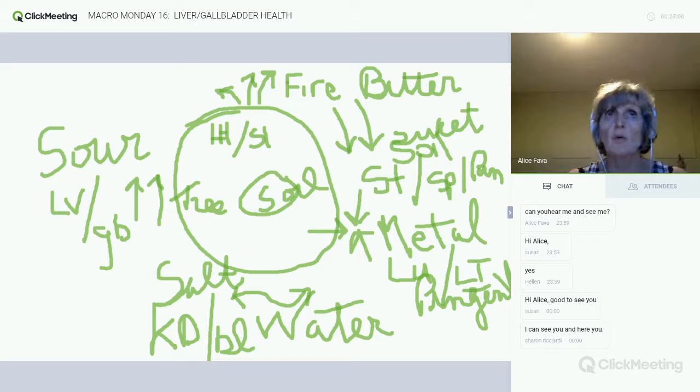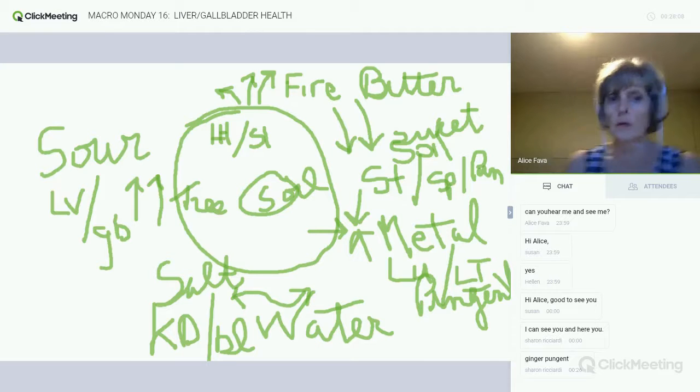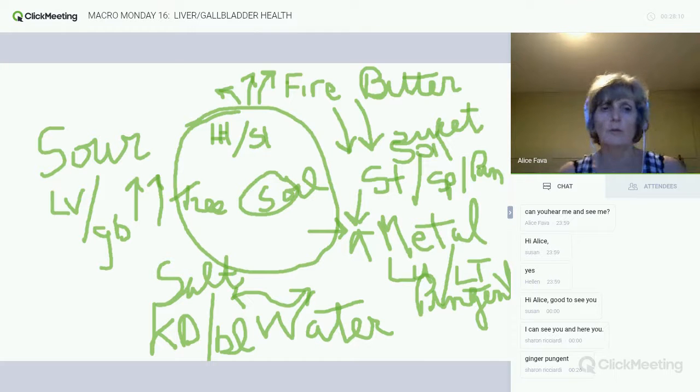Okay, so kidneys need salt, but they don't need too much salt because you're going to damage the kidneys if you have too much salt. But it's minerals, right? So kidneys are nourished with good quality minerals.